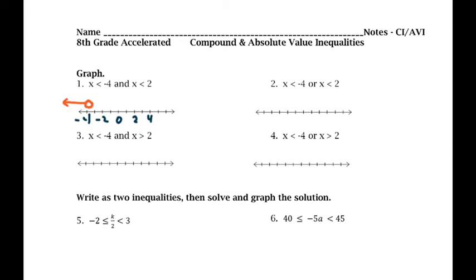Okay, now x is less than 2, open circle, and I'm going to go to the left again. So that's kind of like two problems in one, but this one says and. So what I'm asking you is, when are both of those true? When is a number both less than negative 4 and at the same time also less than 2? Well, that happens over here. That's when that happens.